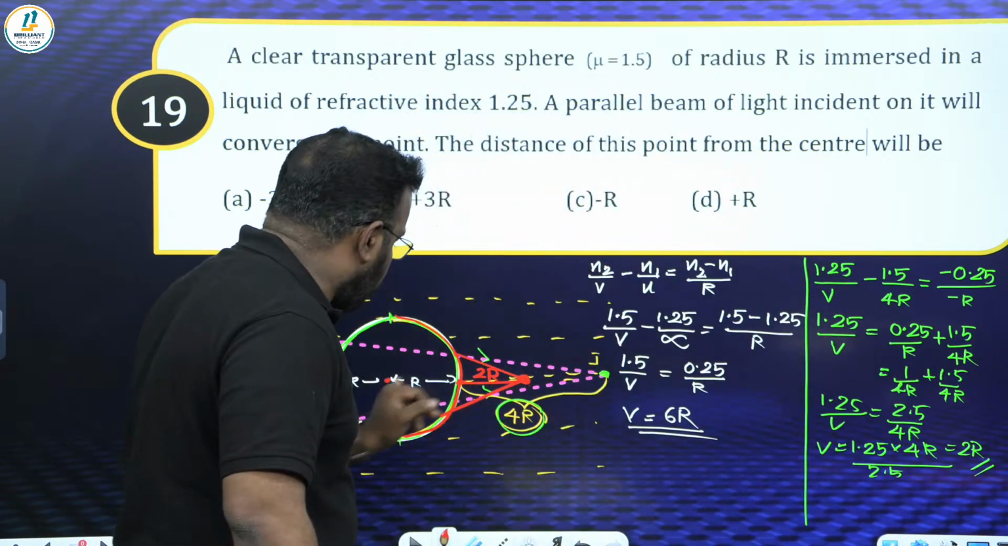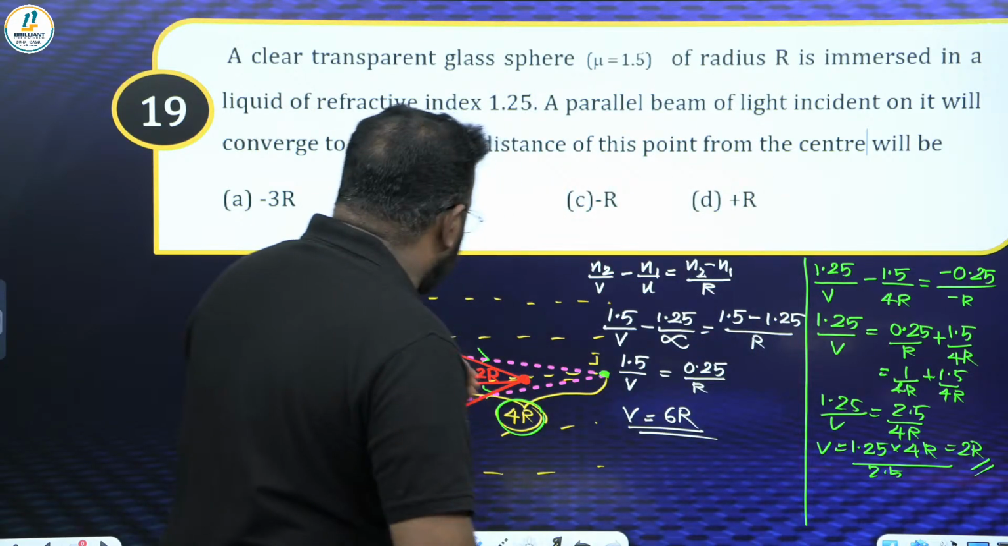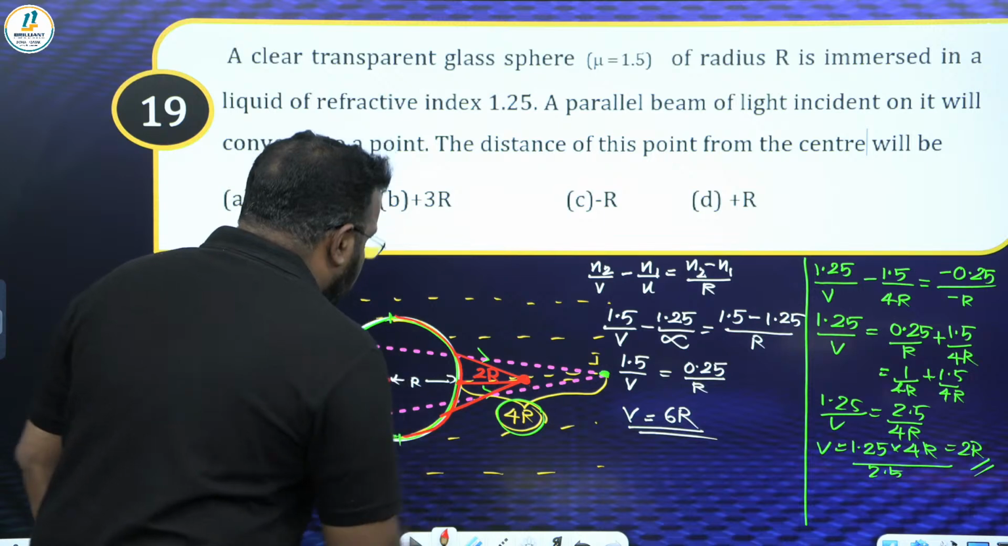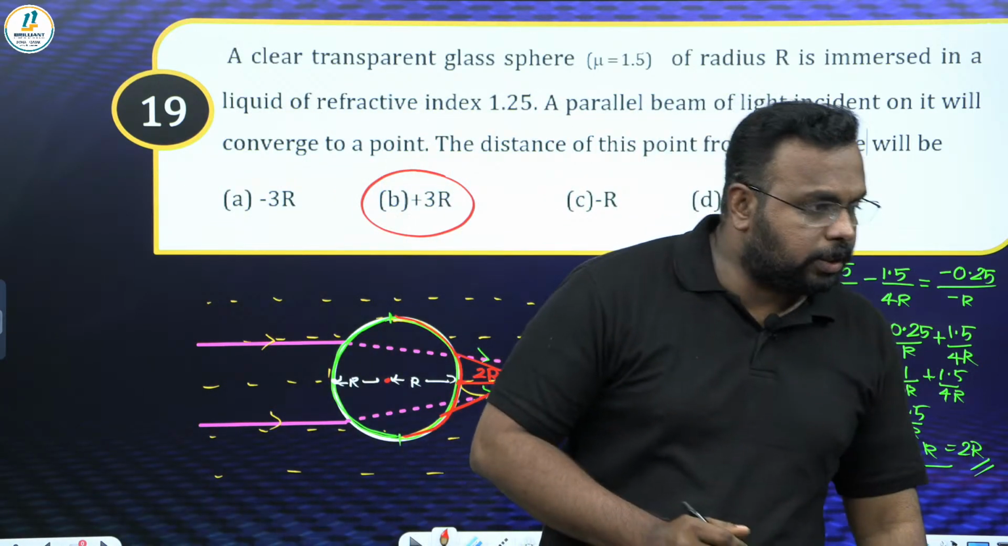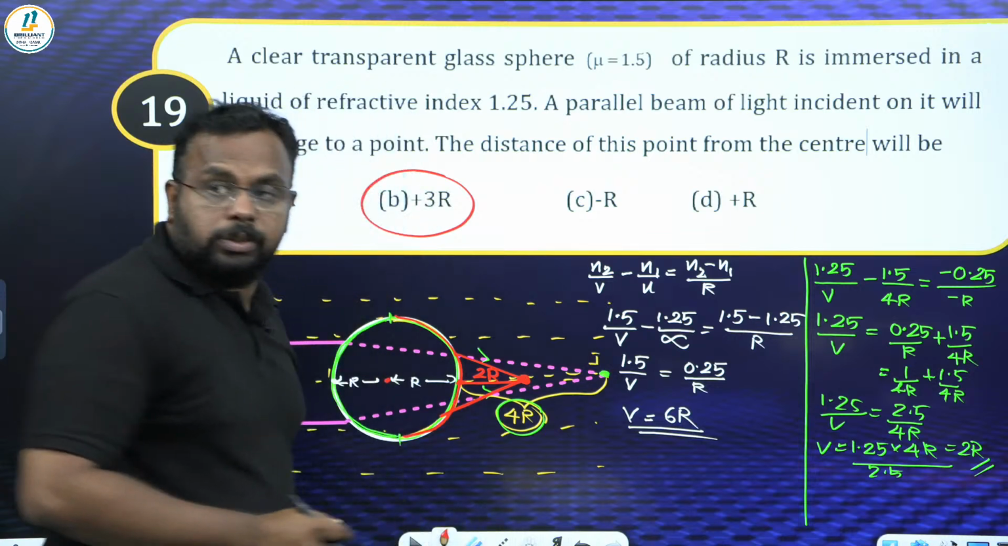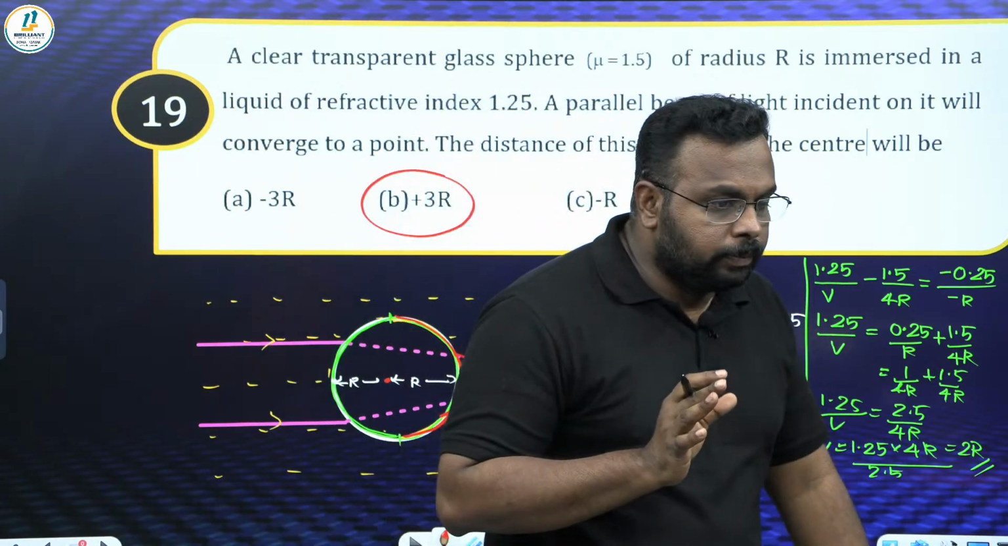This distance is 2r, this is r. So the final answer will be 2r plus r. Yes, Ruben, right answer. 2r plus r will be what? 3r. Yes, 3r is the right answer for this question. Okay, clear now?